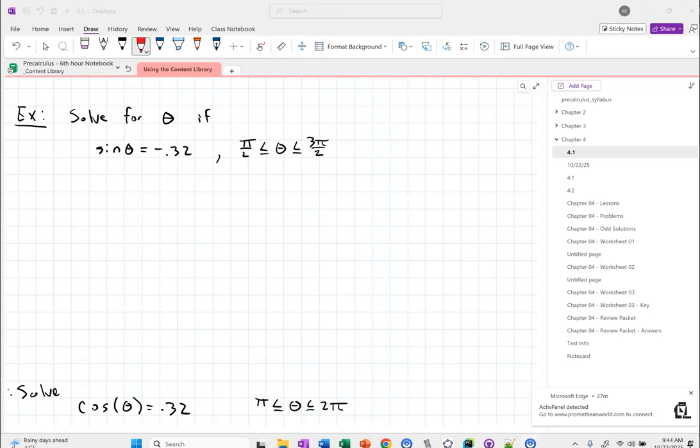New type of problem. You were asked to solve for theta if sine theta is equal to negative 0.32, and we're looking between pi over 2 and 3 pi over 2 for our answer. Notice the directions here are virtually identical to the previous type of problem, right? What's the difference you see? I see a decimal, right? That's going to tell me that I'm not going to be using my unit circle to do this problem because there's no decimals on my unit circle. Okay? So that's my Q.